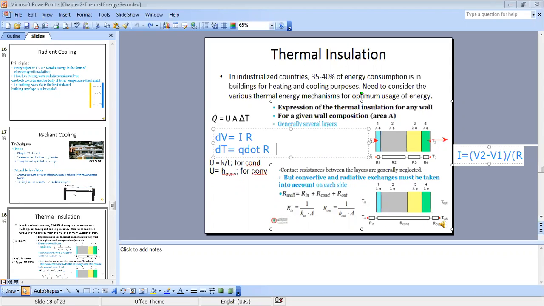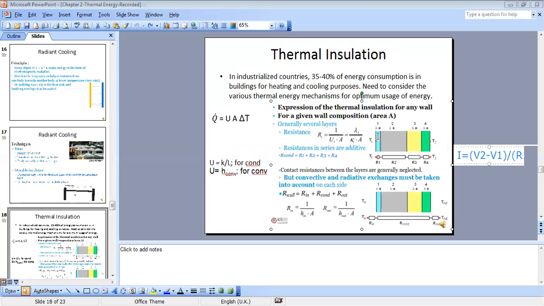So what can I deduce? I can deduce that Q dot can be written as delta T over R. If you compare these two relations, Q dot equals UA delta T and Q dot equals delta T over R, then you can say that I can replace the resistance in this system by 1 over U times A.